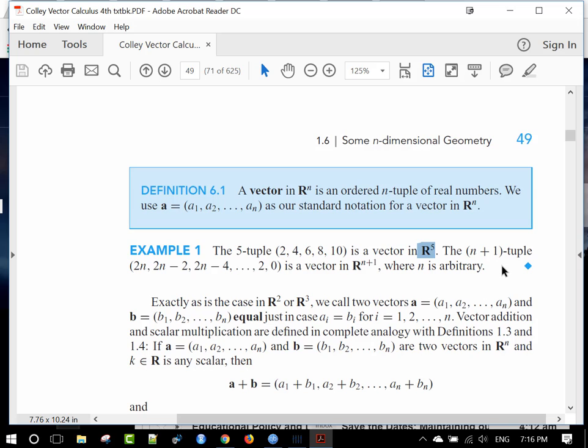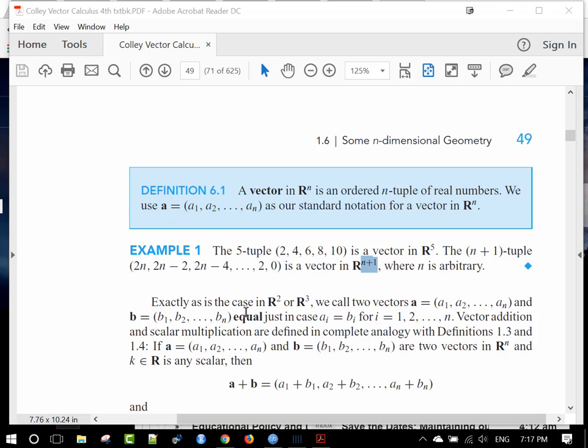An n plus 1 tuple, and I guess this has n plus 1 terms. Let's see. What are the terms? Let's say n is 5. Then how many elements are going to be here? 2n is 10, 8, 6, and so on. So I guess it's 5 elements. No, sorry, 6 elements. If n is 5, there are going to be 6 elements if you go all the way down to 0. So that's why it's n plus 1.